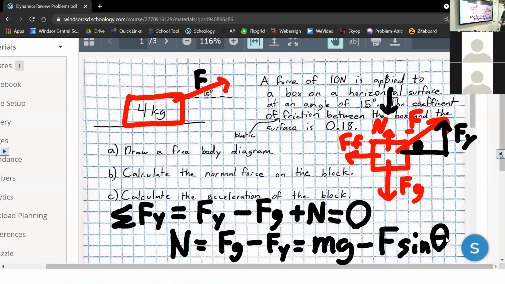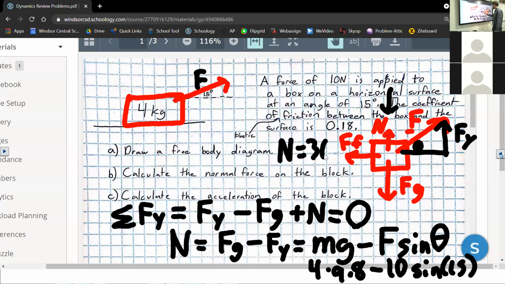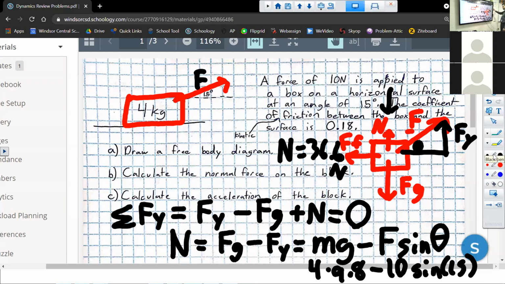All right. So plugging in everything I know, 4 kilograms times 9.8 minus 10 times sine of 15. Therefore, my normal force is going to be 36.6 newtons. So N equals 36.6 newtons. Okay, good. So I'm going to clear this because I'm out of room.